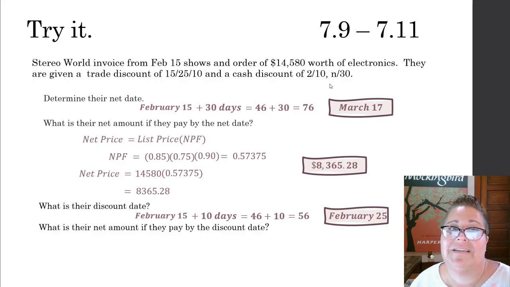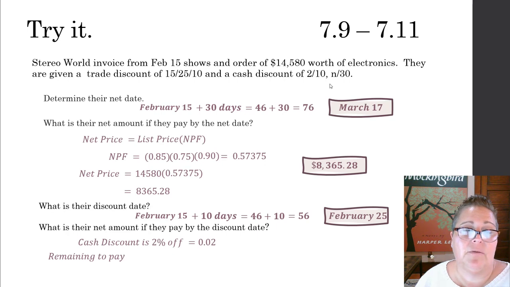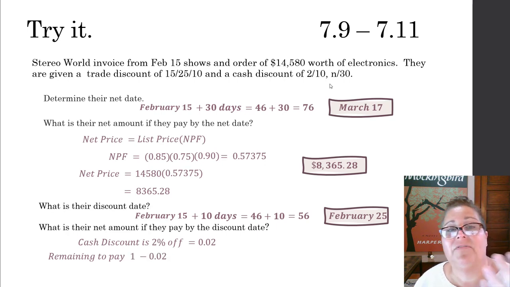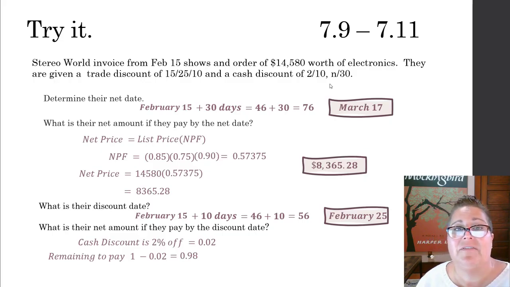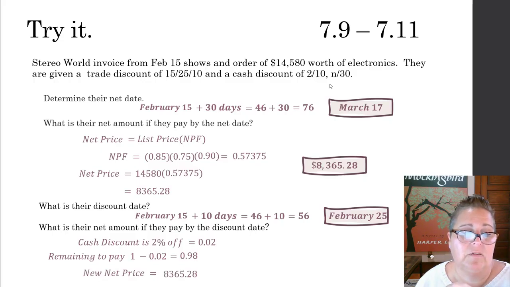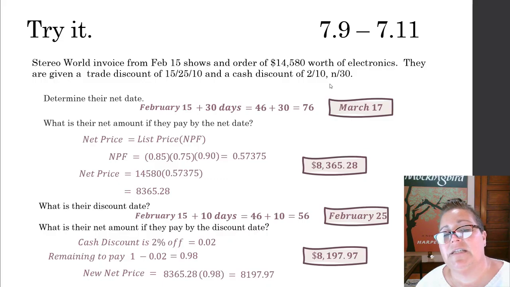You can do that one without the table, maybe. I don't know. All right. The cash discount, remember, is 2% off. That means that remaining to pay, they have the complement of 2% or 98%. So with the cash discount, they have to pay 98% of the $8,365.28, or $8,197.97.